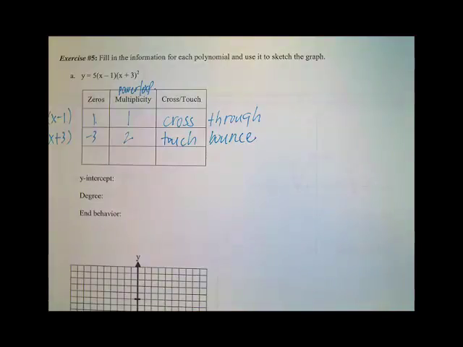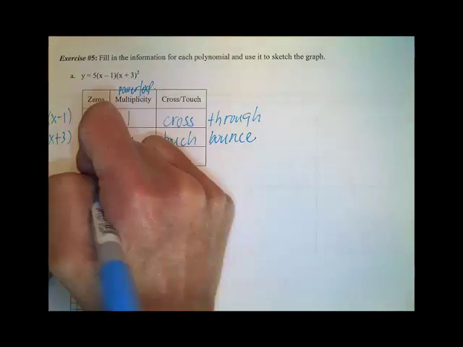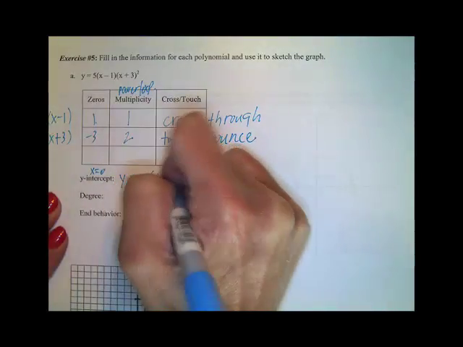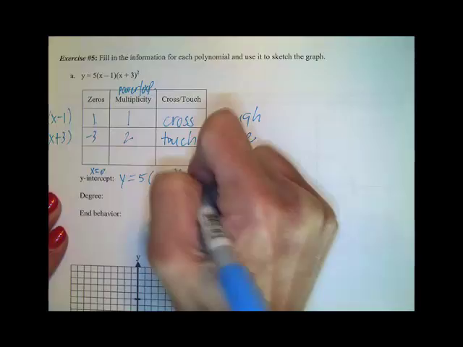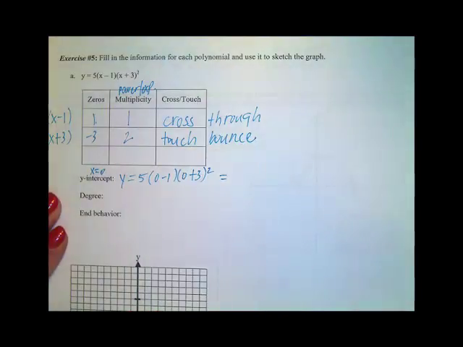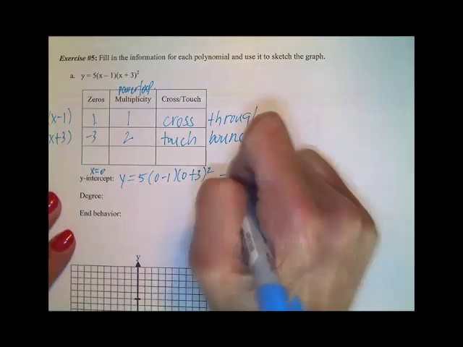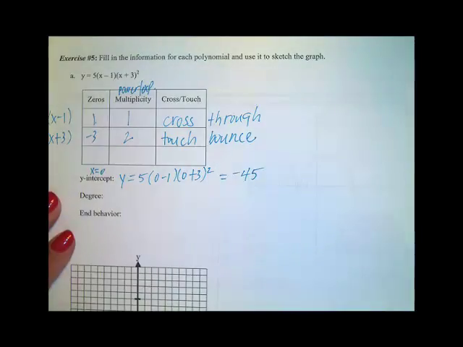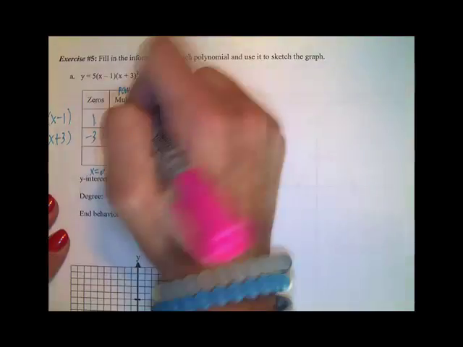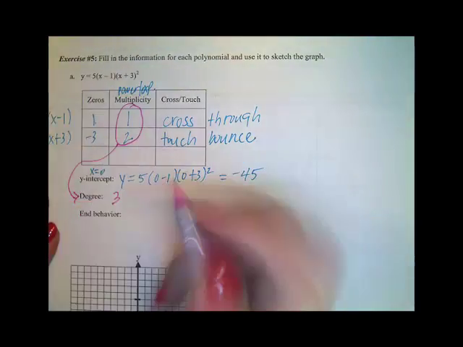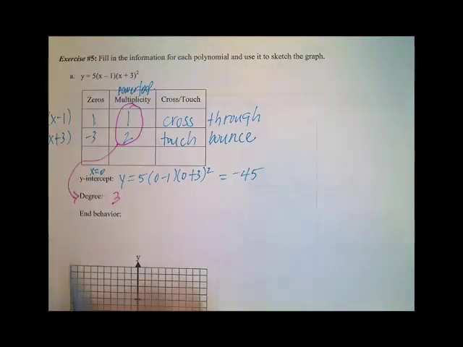What is our y-intercept? Well, with a y-intercept, we know that x equals 0. So y equals 5 times 0 minus 1 times 0 plus 3 squared. So that's 9 times negative 1 is negative 9 times 5 is negative 45. You can absolutely use your calculators. What is our degree? Well, our degree comes from adding our multiplicities. So our degree is 3. So you don't want to do end behavior till you graph.